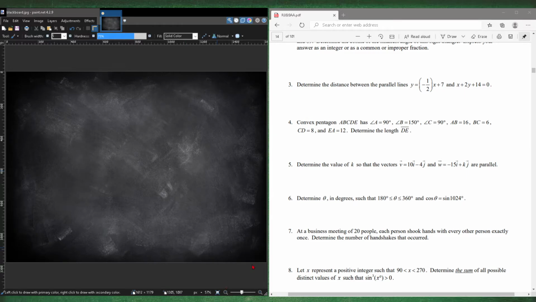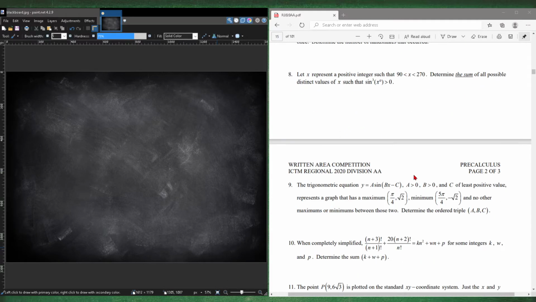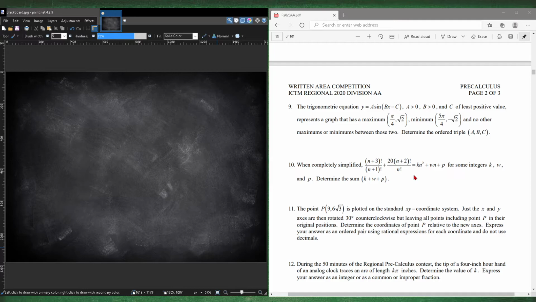Okay, so now let's go to number 10. When completely simplified, (n plus 3) factorial divided by (n plus 1) factorial plus 20 times (n plus 2) factorial over n factorial equals kn squared plus wn plus p. Determine the sum k plus w plus p. Okay, so we need to get common denominators. So this will be (n plus 3) factorial over (n plus 1) factorial.